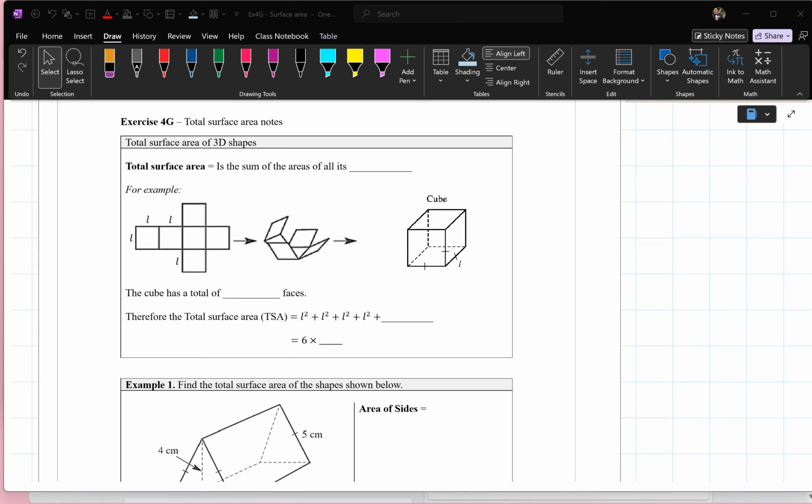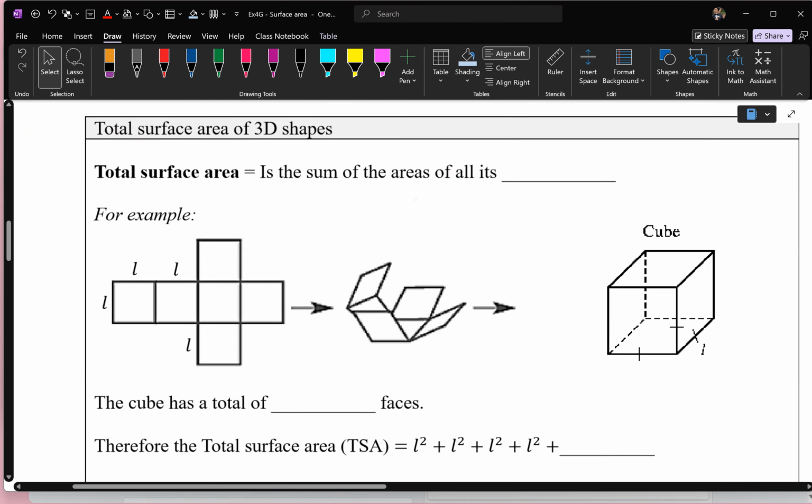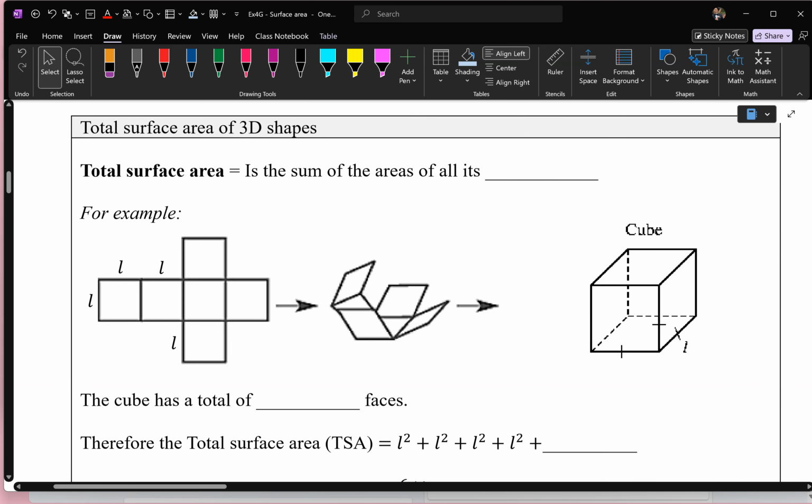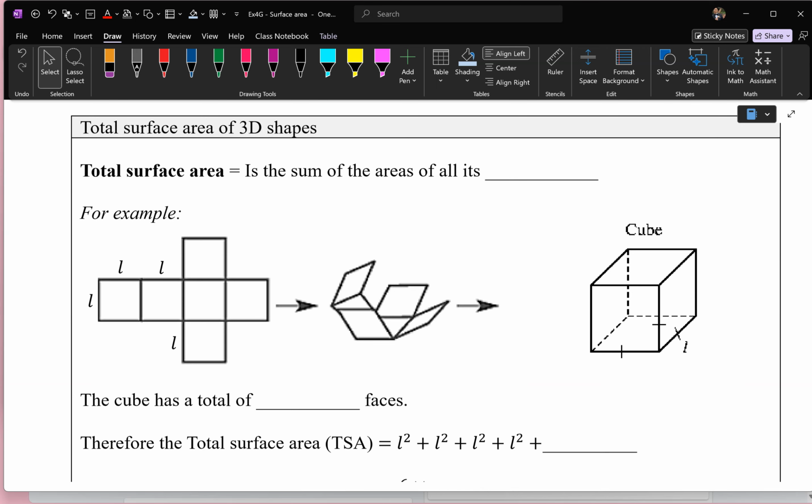Hey there, Urates. In this video, we're doing exercise 4G. It's to do with total surface area notes. And I like to think of total surface area in this example as the total area that you need in order to paint a 3D shape.